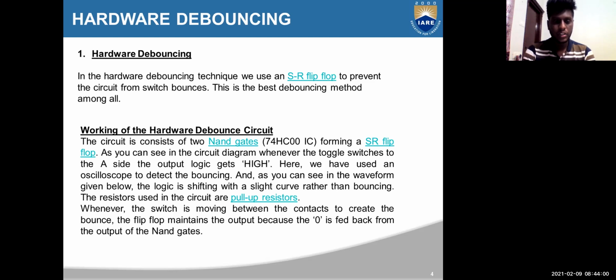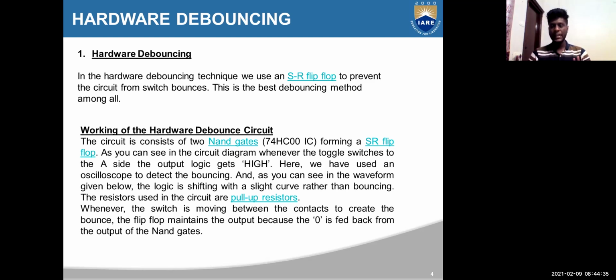Now let us discuss the working of the hardware debouncing circuit. The circuit consists of two NAND gates forming an SR flip-flop. Whenever the toggle switches to the side, the output logic gate gets high. Here we used an oscilloscope to detect the bouncing, and we can see in the waveform given below, the logic is shifting with a slight curve rather than bouncing. The resistors which are used are pull-up resistors. Whenever the switch is moving between the contacts to create the bounce, the flip-flop maintains the output because zero is fed back from the output of the NAND gates.